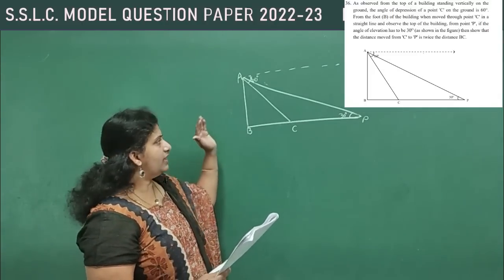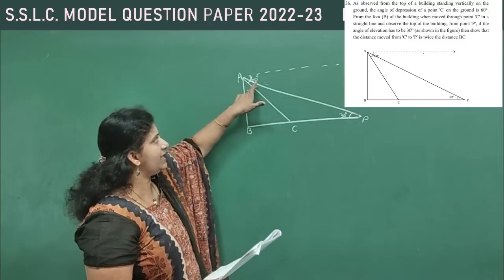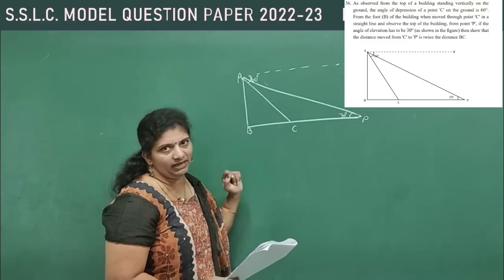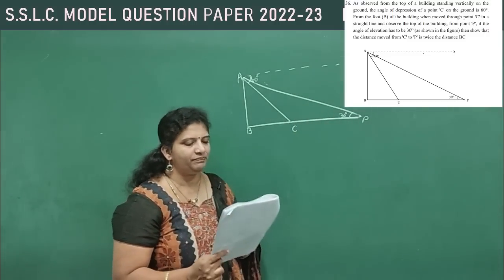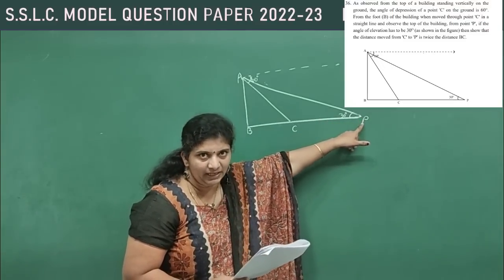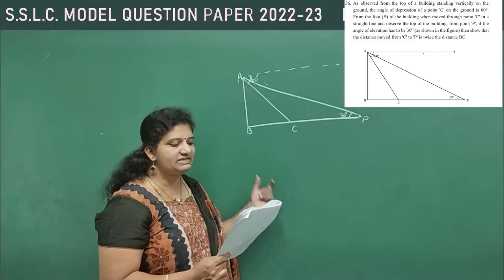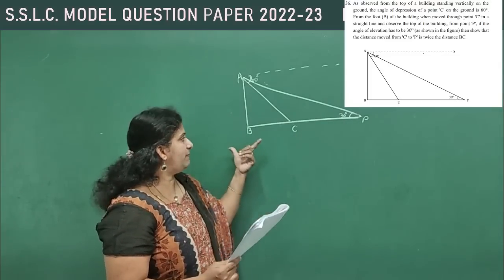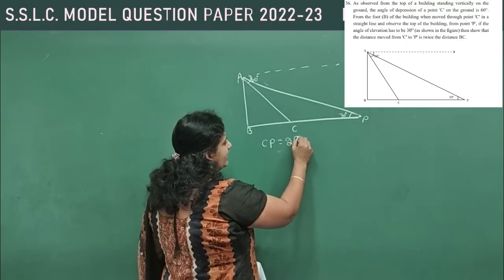See, understand properly. There is a building. From the top of the building, the angle of depression to a point C on the ground is 60 degree. In the same manner, from the foot of the building, from point B to C, it is moving in a straight line to a point P. If the angle of elevation from P to the top of the building is 30 degree, then show that the distance moved from C to P, that means CP, is twice the distance BC. So finally, what we need to prove? CP is equal to twice BC.